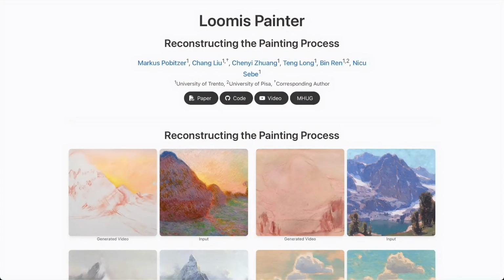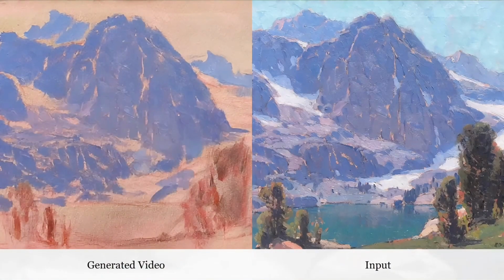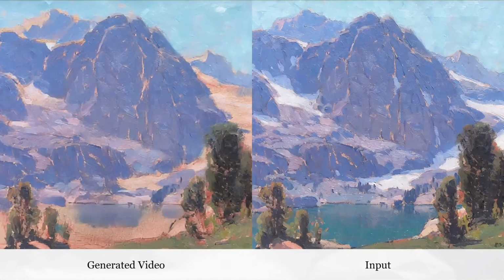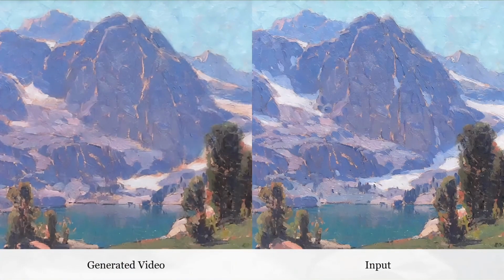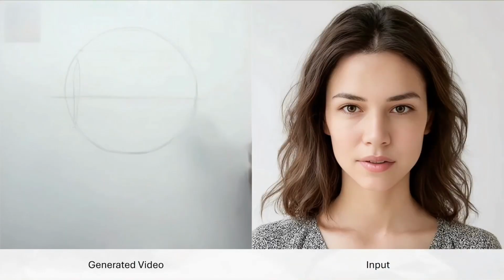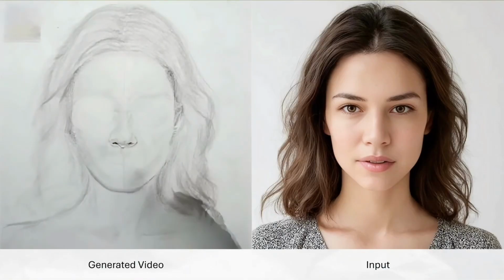Loomis Painter is an art tool that transforms static artwork into a dynamic video that breaks down every stage of the process. It recreates an artist's entire creative journey, step by step, from blank canvas to finished masterpiece, just by uploading any painting. It is not just guessing at the result. Loomis Painter reveals how the sketch, colors, layers, and final touches come together.